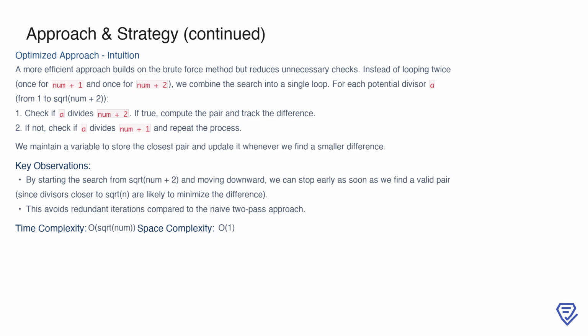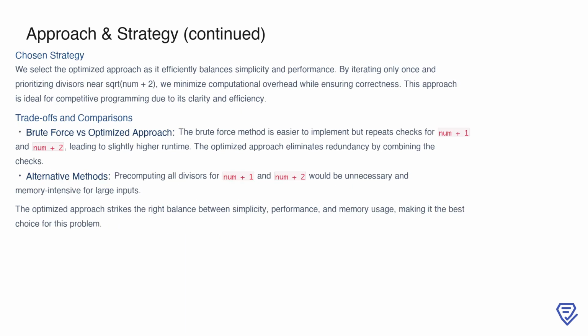The optimized approach is the most effective strategy for this problem because it achieves a good balance between simplicity and performance. By iterating only once and prioritizing divisors near the square root of number plus 2, we minimize computational overhead and ensure correctness.